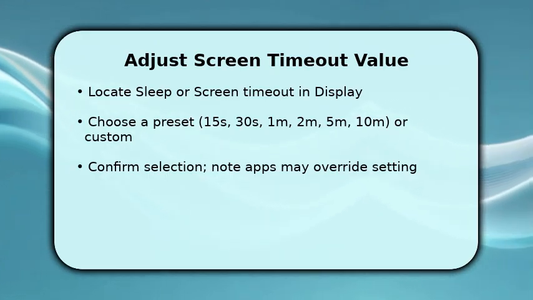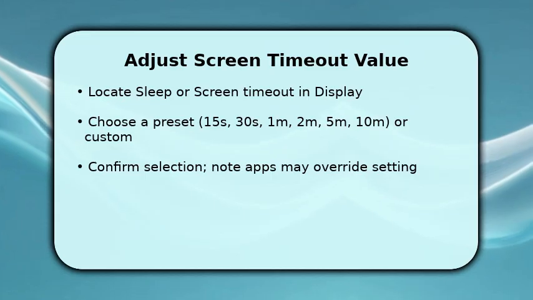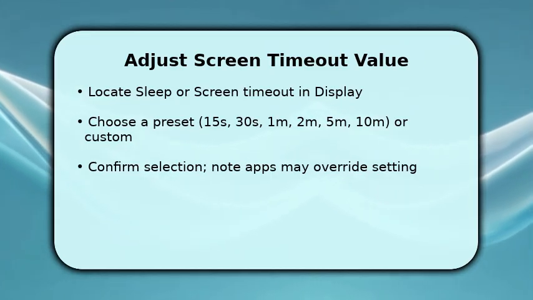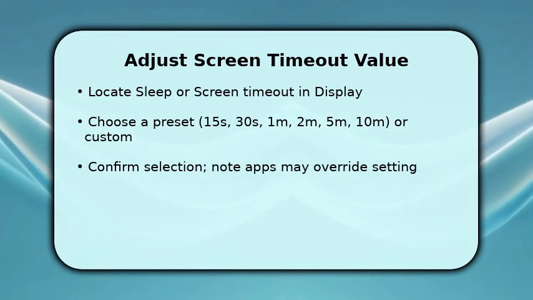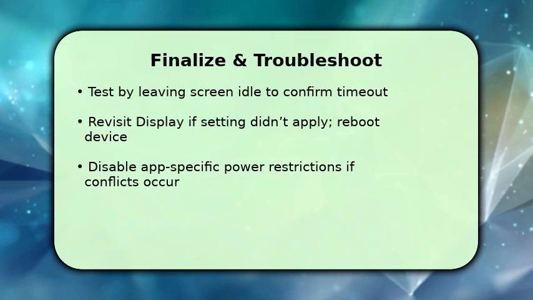Make sure to check if any apps or power profiles override this setting. If so, adjust their permissions or power. Finish by testing. Leave your phone idle and watch it turn off at the new interval.